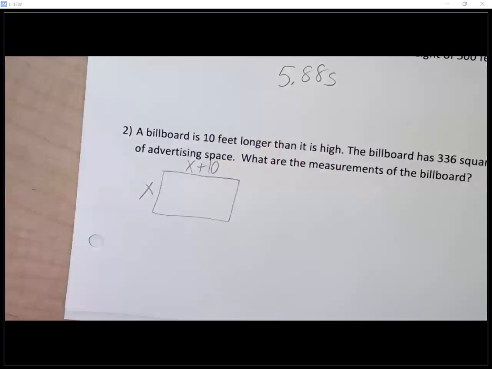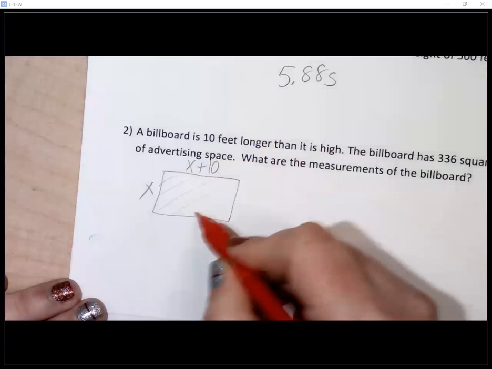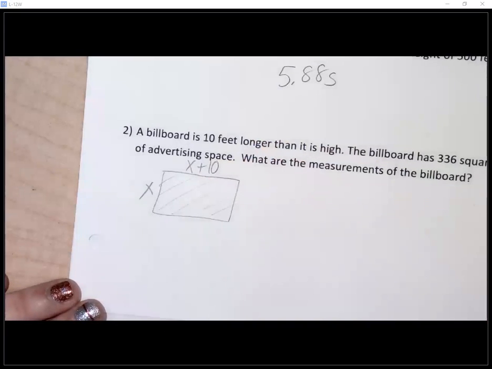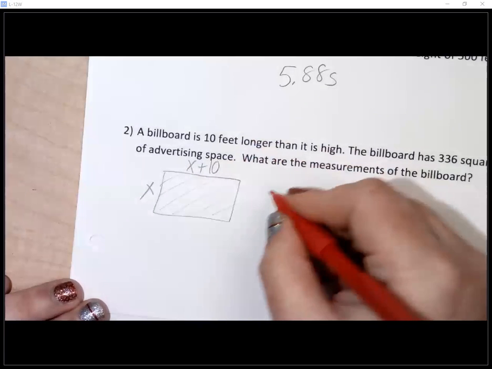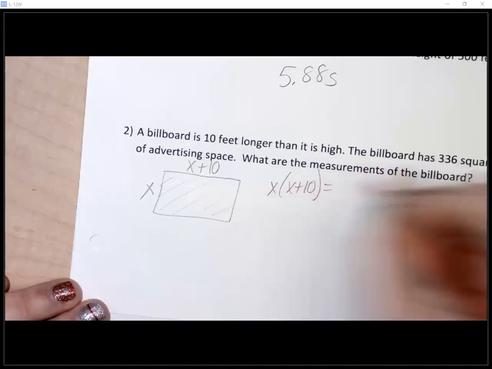It's telling you that it has 336 square feet of advertising space. What is that really? What is 336 really representing? The area of this rectangle, exactly. And to find the area of a rectangle, I just multiply length times width. So what they're telling me is that X times X plus 10 is going to equal 336.